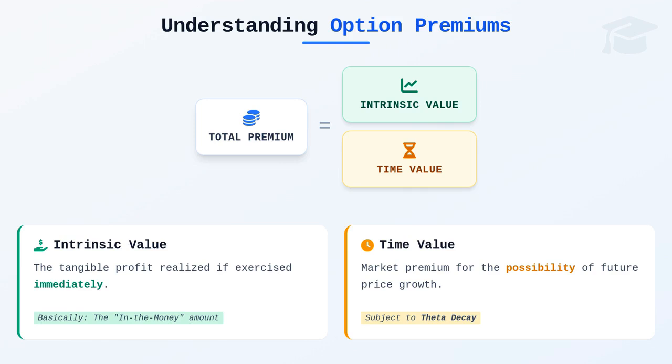When you pay a premium for an option, your potential loss is strictly limited to that initial outlay, regardless of how far the market moves against your position. This creates a defined risk profile that is fundamentally different from the underlying asset's price movement.